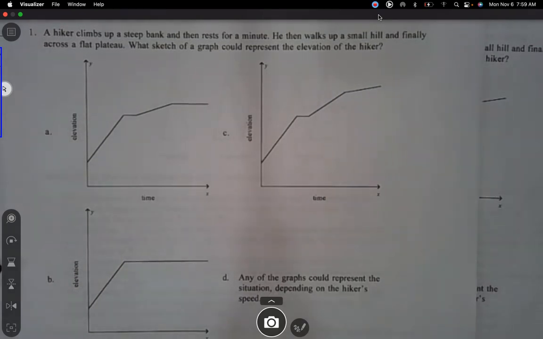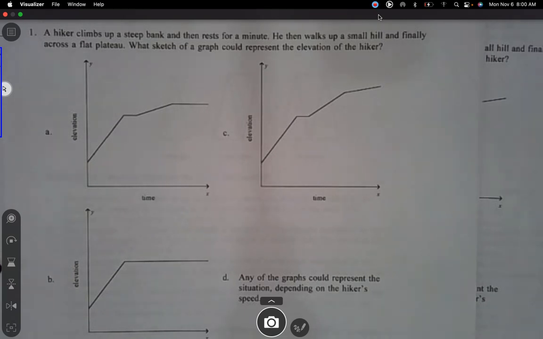So here's the first problem. Okay, just now getting started. On the first problem, we think twice already. It says that the hiker climbs, he rests, he walks up a less steep hill, and then he goes on a flat surface. So this one, it's a pretty steep climb. It's like a rest, a less steep climb, and then a flat surface. Does that one make sense?